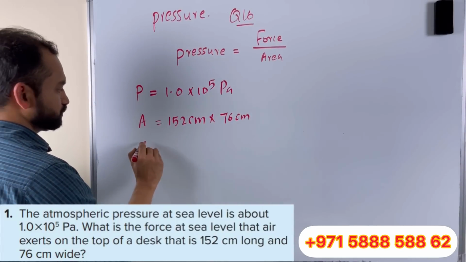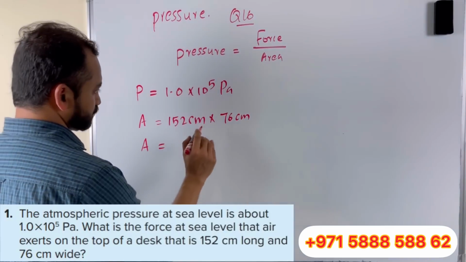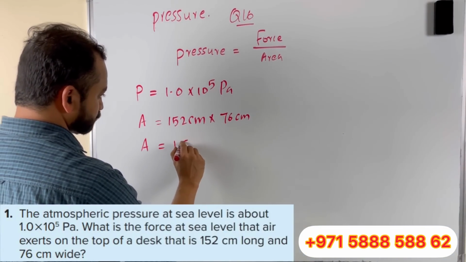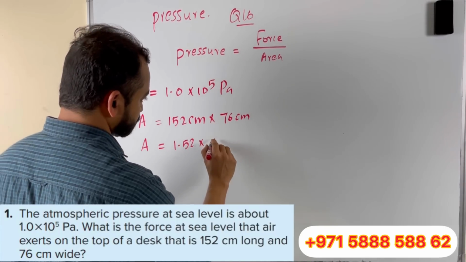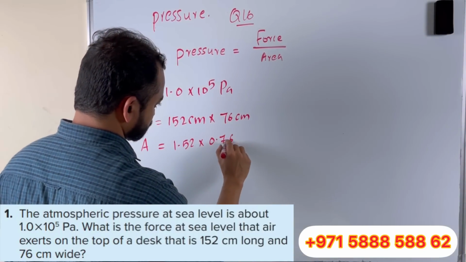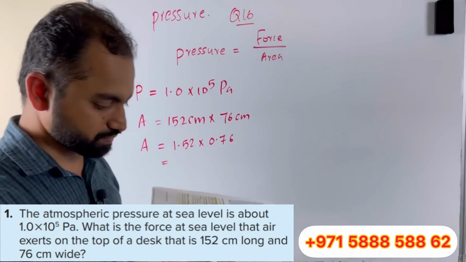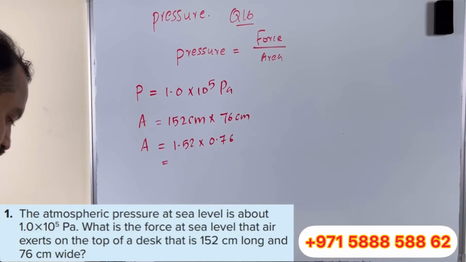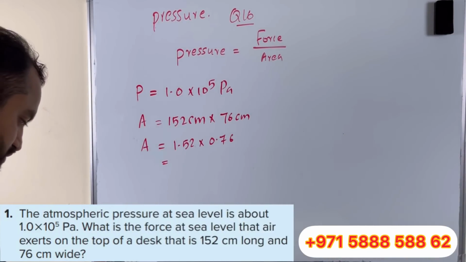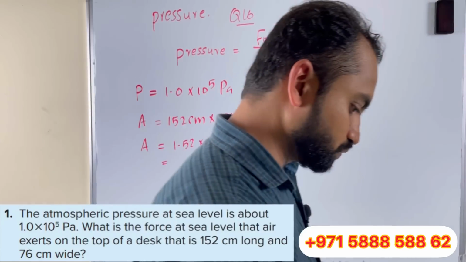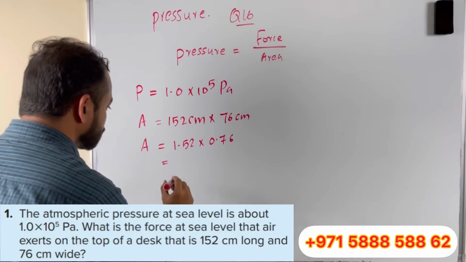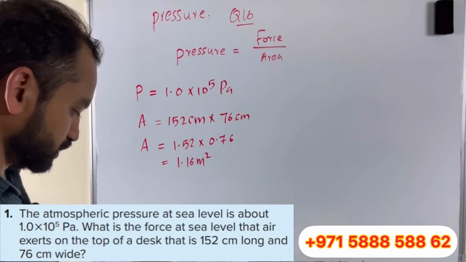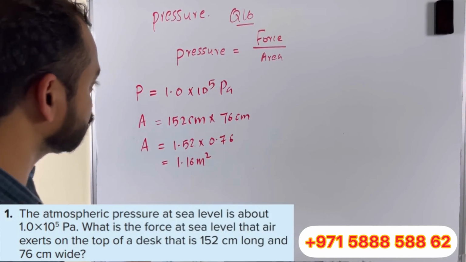So when you multiply, you will get the area in centimeter squared, but what we will do is change each into meter. So it will be 1.52 meter multiplied by 0.76 meter. So how much is the area? When you multiply that, you will get area in meter squared: 1.52 multiplied by 0.76. So the area is equal to 1.16 meter squared. Now you have to calculate the force.